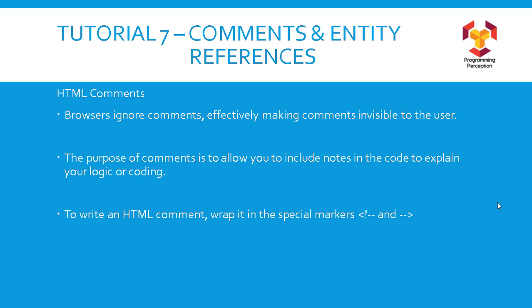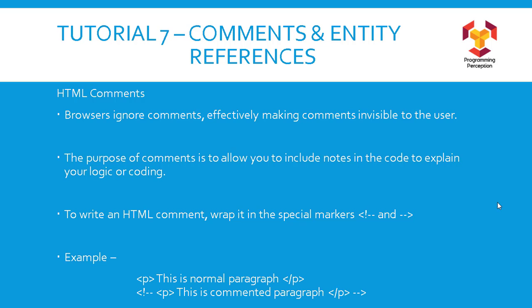So to write an HTML comment, all that we need to do is to wrap things within angle bracket, exclamation, dash, dash, and dash, dash, angle bracket. So anything within this is definitely a comment. As an example, here you can see the paragraph. This is a normal paragraph and it will become a comment as soon as we use these symbols.